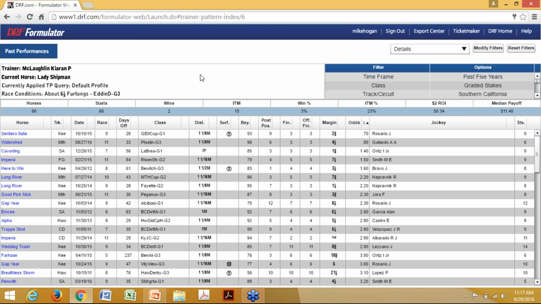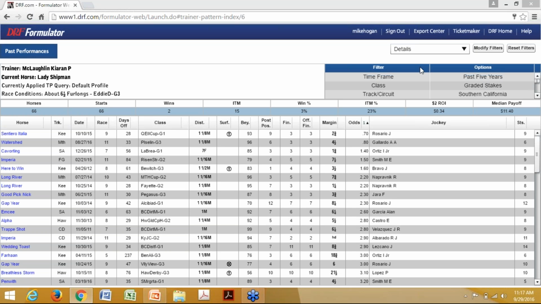And one thing I like about Formulator, aside from what Mike just showed, and folks have to keep in mind, there's an expression called winning off the plane. Some trainers can do it, and some trainers can't. Some trainers train their horses in such a way that the horse needs to become acclimated to the environment, and shipping across country just isn't for particular types of barns. And what Mike showed definitely indicates that.